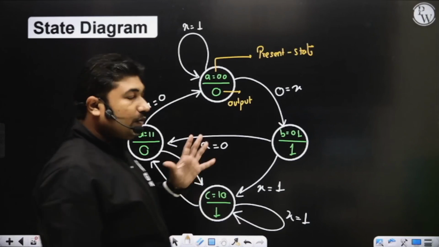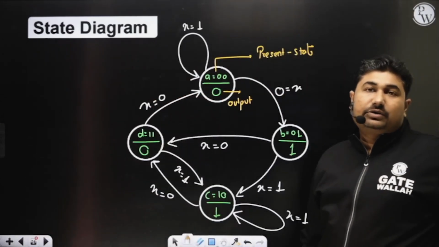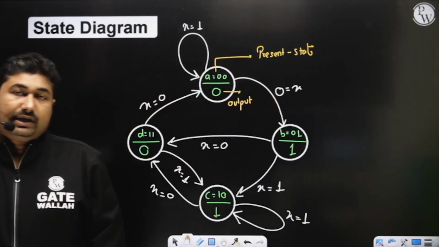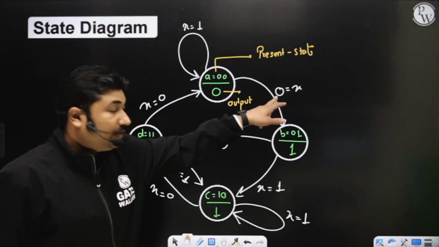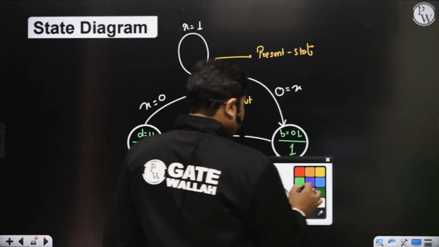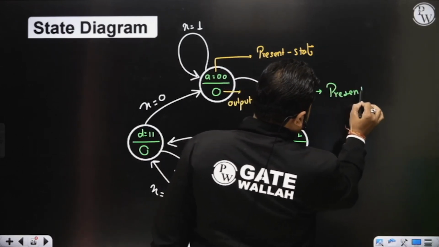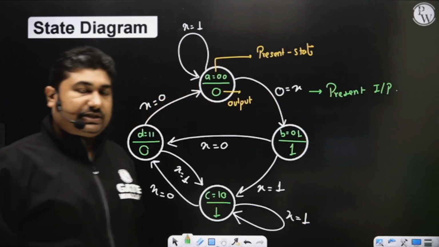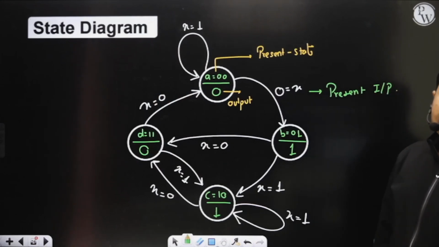This is how we can draw the state diagram of the Moore machine. So now you know about the state diagram of the Mealy and the state diagram of the Moore. The arrow indicates going to the next state. This is your present input, present state and output.